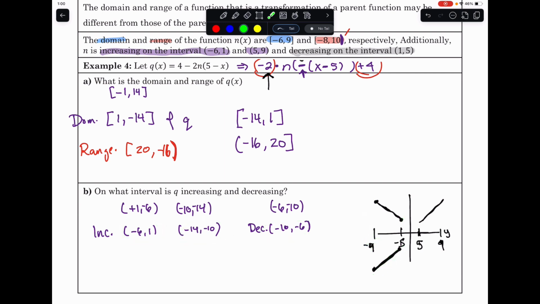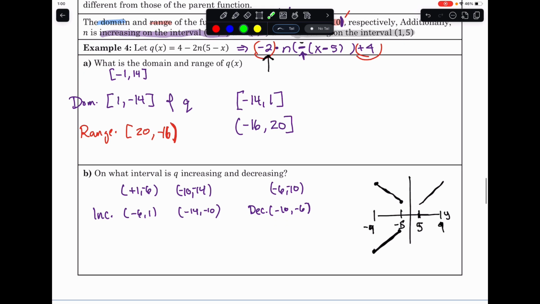Had there only been one negative sign, whether one negative sign on the outside or one negative sign on the inside, then it would change. These intervals would now be decreasing, and this one interval would now be increasing. It would change.